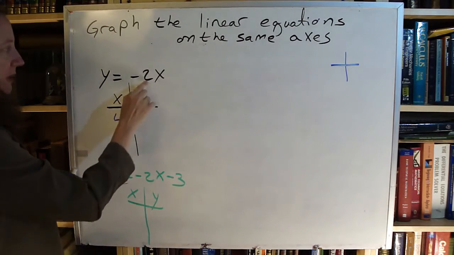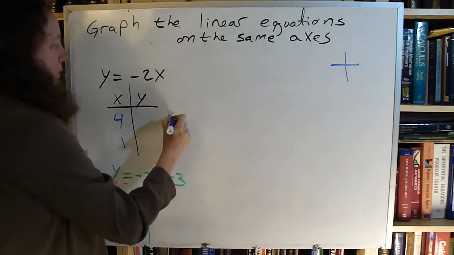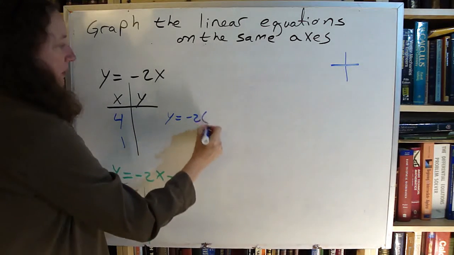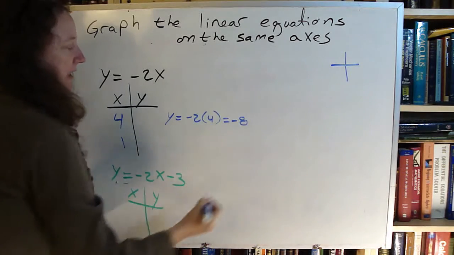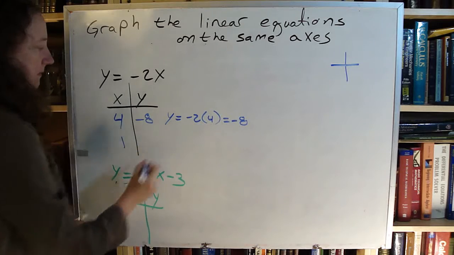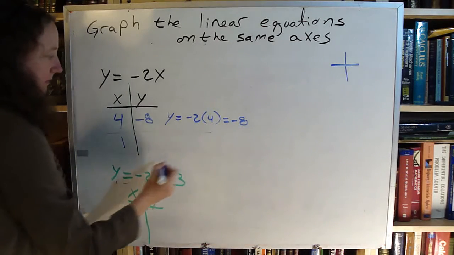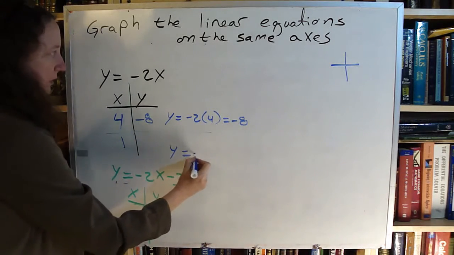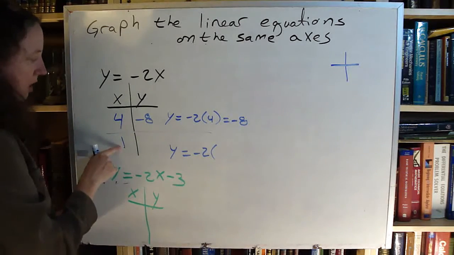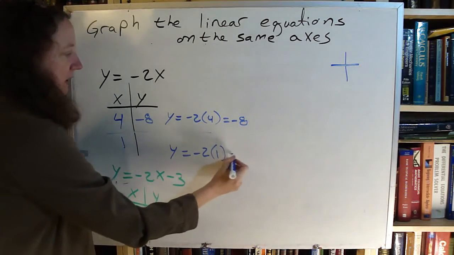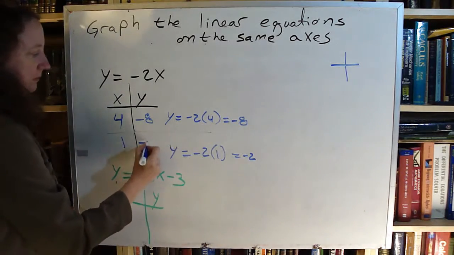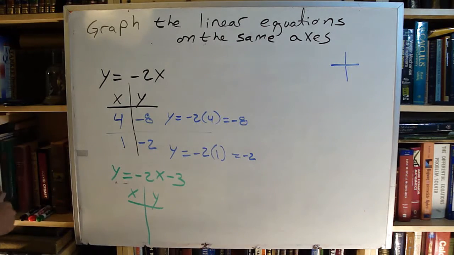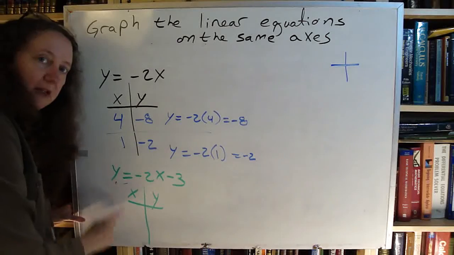So now I'm going to plug the 4 in here. I have y equals negative 2 times 4, and that's giving me negative 8. Second one, y equals negative 2 times 1. So negative 2 times 1 is negative 2. Need to repeat the process down here.